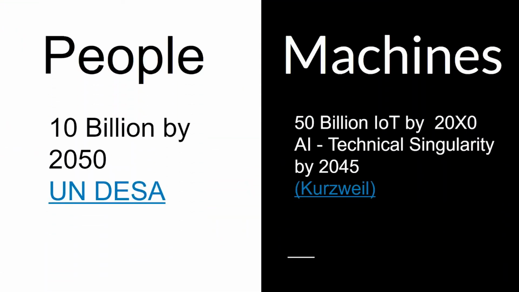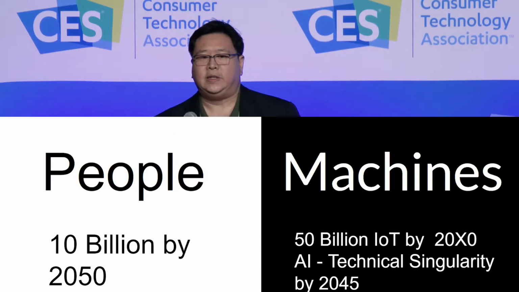Well, in the end, by 2050, the UN anticipates there's going to be 10 billion of us, and we're going to have to try and feed ourselves in a sustainable manner. But let's compare. Those involved with the Internet of Things space have heard that we're going to be 50 billion devices by 20x. It could be 2025 or what have you. The more important date, I would argue, is 2045, right? Ray Kurzweil's singularity, the emergence of AI.